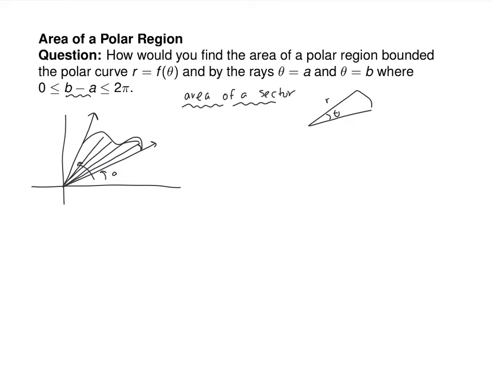So the area of a sector, so something like this, so part of a circle of radius r, angle theta, that area is given by 1/2 r squared times the angle theta. The only thing is that theta must be in radians. And here is why that is true.